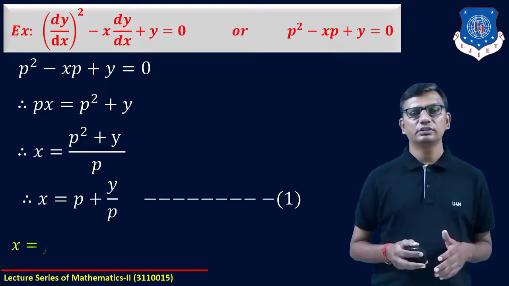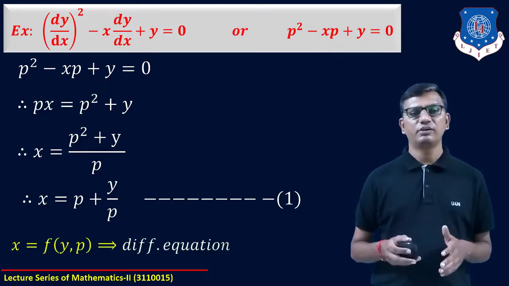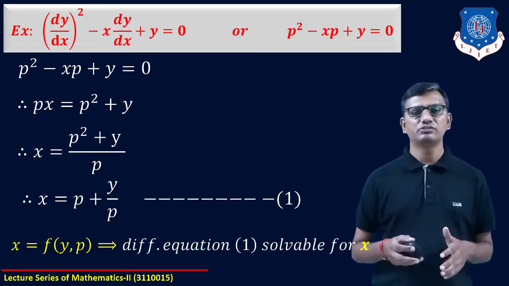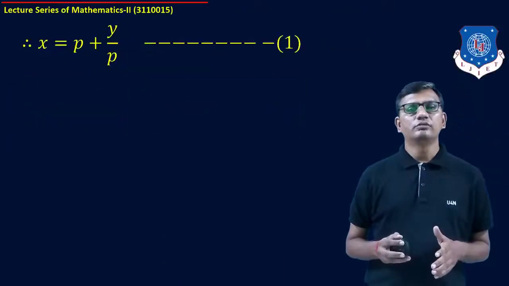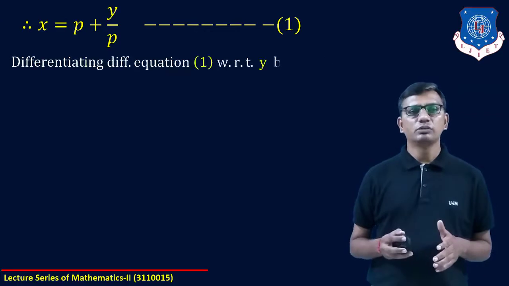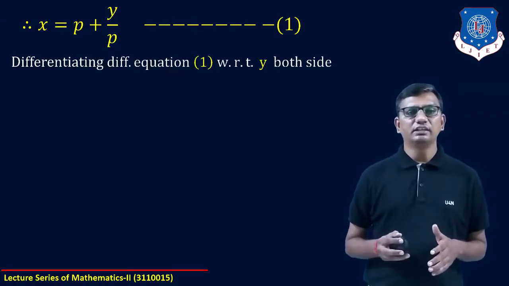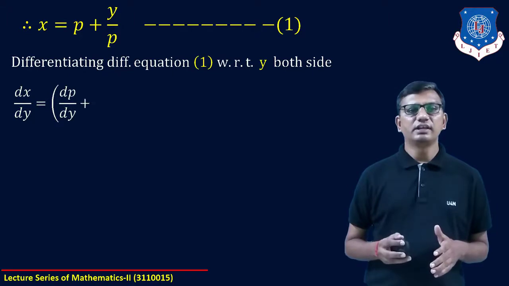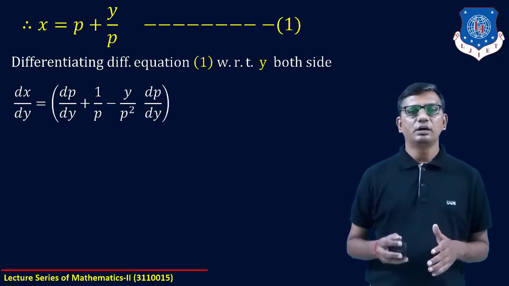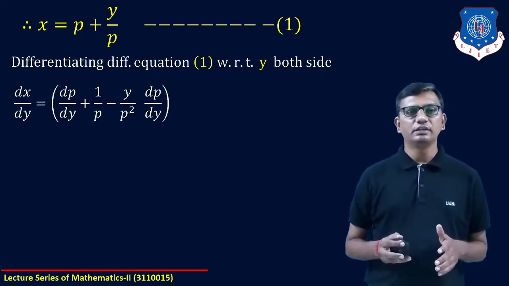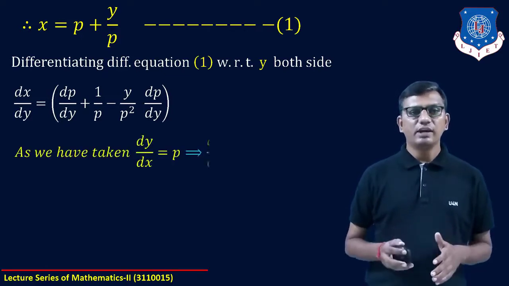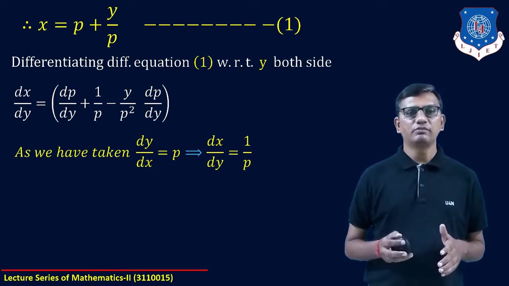Now equation number 1 is of the form x equal to f of y, p. Therefore our original differential equation is solvable for x. Now we differentiate x equal to p plus y by p on both sides with respect to y. Then we get dx by dy equal to dp by dy plus 1 upon p minus y upon p square dp by dy. As we know that dy by dx is p, that implies dx by dy equal to 1 upon p.